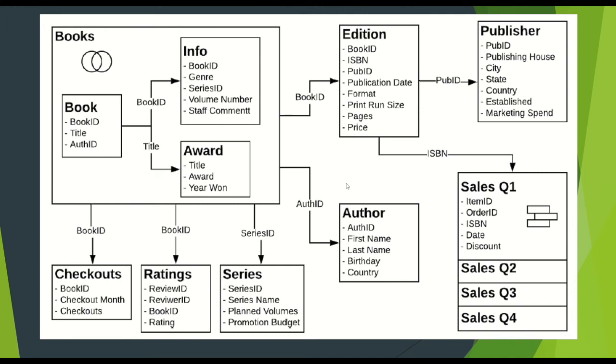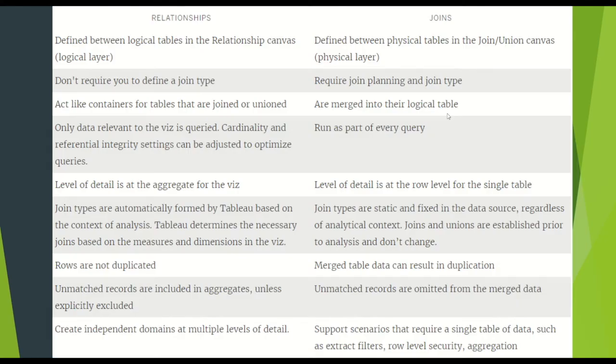And this is just the example which I was showing you about the model diagram, the data model diagram for the books data store books we have in our data set. And these are a few of the differences between relationships and joins, which is quite useful. So you can go through it in your free time.